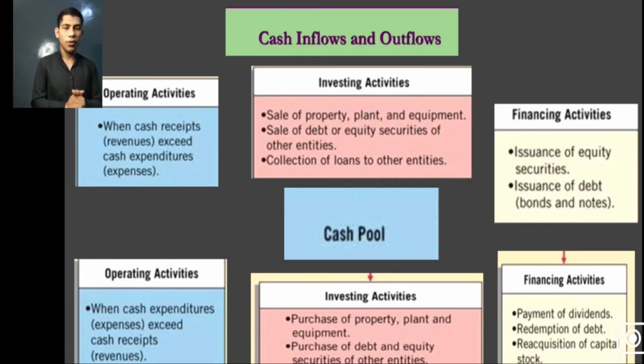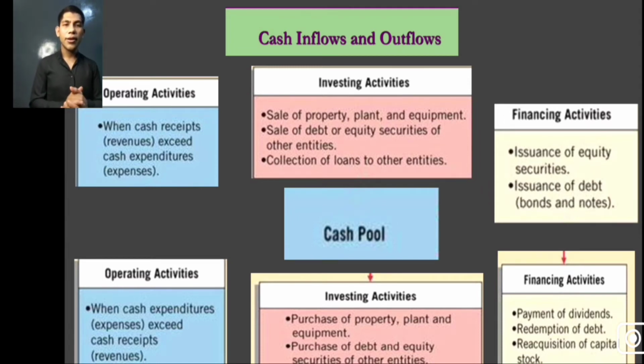Basically, this is the structure of the cash flow: cash inflow and outflow. The first is operating activity, with cash receipts like revenue and cash expenditure like expenses. The investing activity is the sale of property, plant and equipment, sales of debt and equity securities of other entities, and collection of loans of other entities. The financing activity is the issue of equity securities and the issue of debt like bonds and notes.